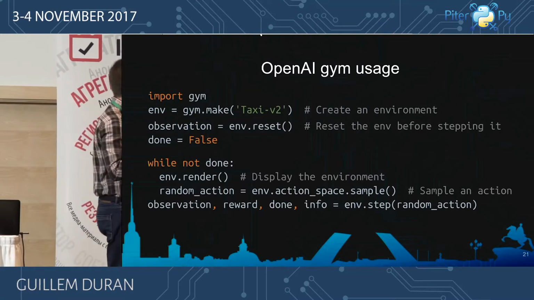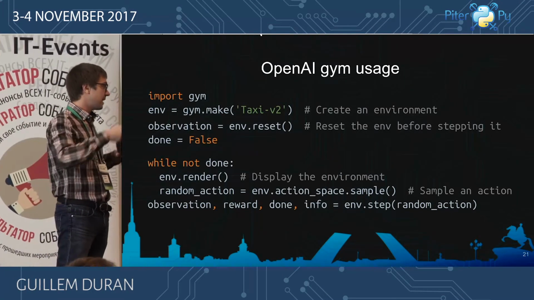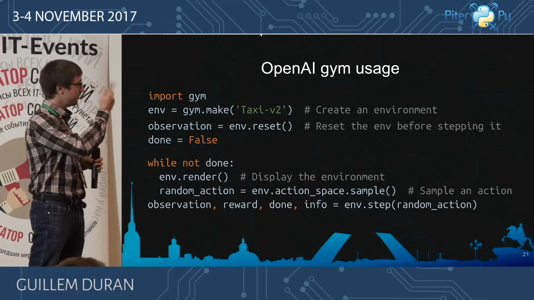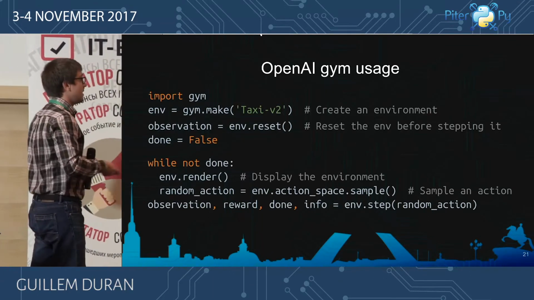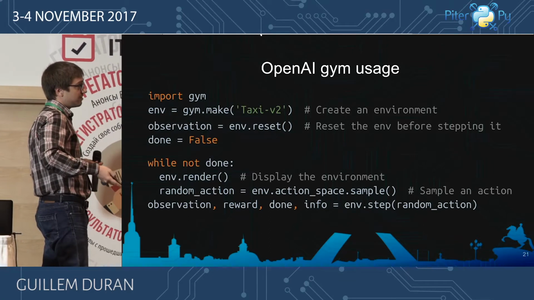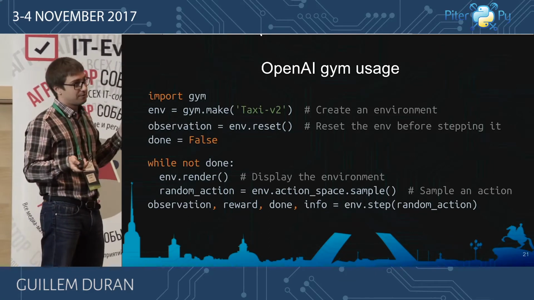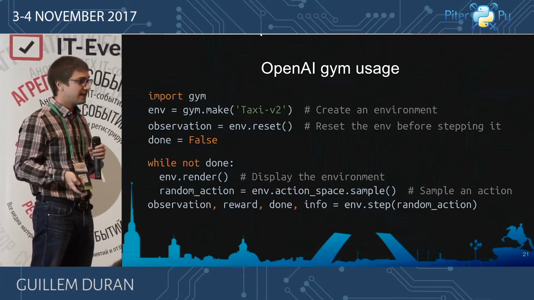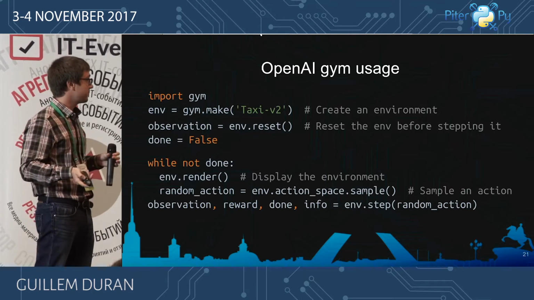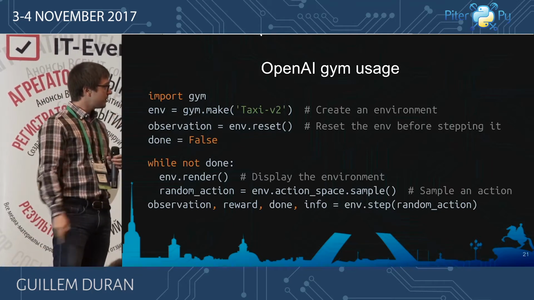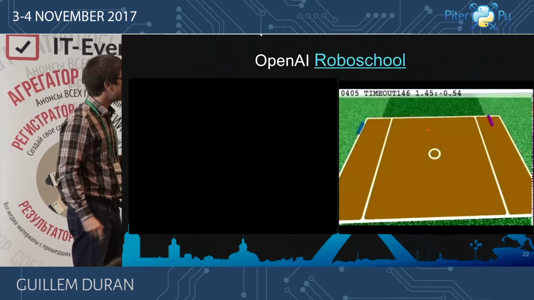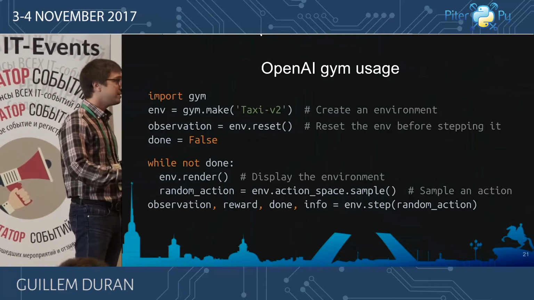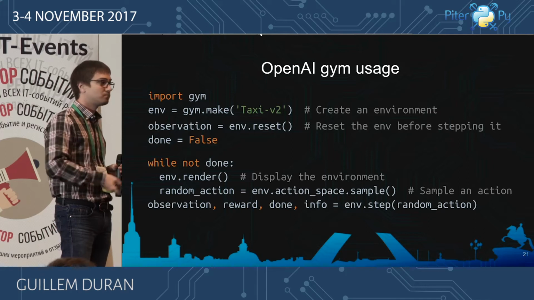First, you can display the environment, if you want to see how your state looks like, with the render method. And then you have to choose an action, either by using a reinforcement learning algorithm or by sampling it at random. When you have an action chosen, you just step the environment, and you get a 4-element tuple.